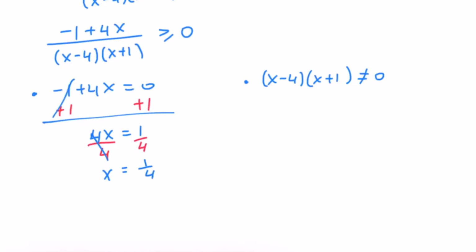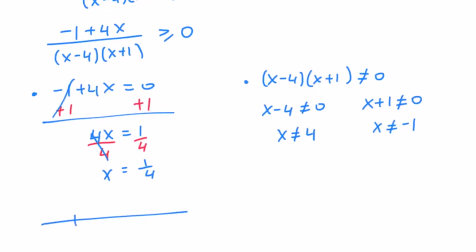For the second equation, we need to set each group not equal to 0 and solve. So x minus 4 is not equal to 0. Add 4 over, so x is not equal to 4. And then we have x plus 1 is not equal to 0, minus 1 over, so x cannot equal negative 1. So we have three numbers: negative 1, 1/4, and 4.